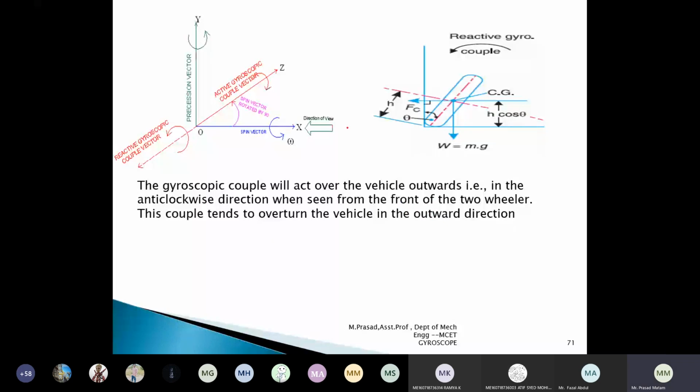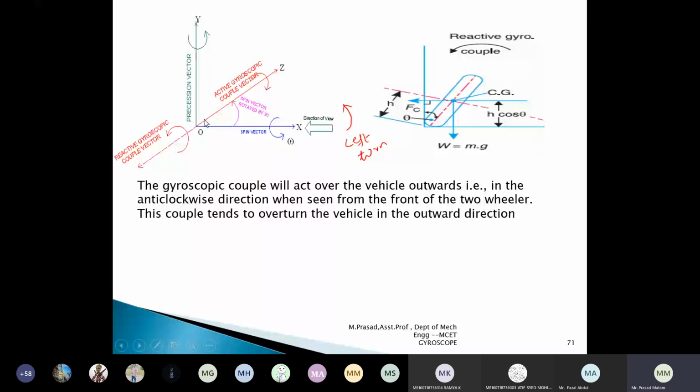When we take a left turn, with respect to my view, this is my left turn. When the vehicle is taking a left turn, the precession vector always comes in the y-axis. You can see here, the precession vector is in the y-axis. So x-axis and y-axis. Again, use the right-hand thumb rule. On the z-axis, you are getting the active gyroscopic couple.